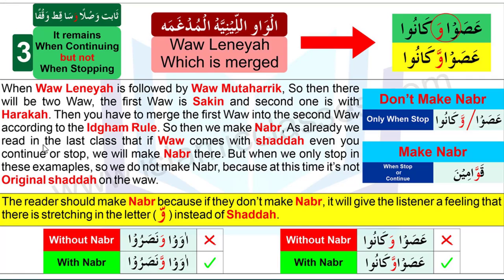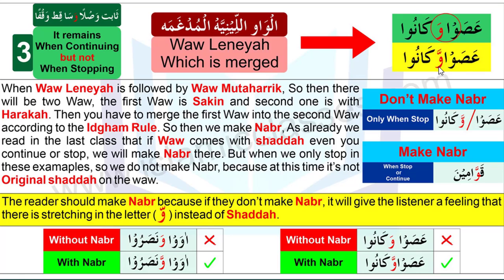As already we read in the last class that if waw comes with shadda, even you continue or you stop. In the last class we read if waw or ya comes with shadda sign on it, we make Nabr there. So this is almost the same rule now. Like waw is coming with shadda sign on it, we make Nabr. In Nabr what we do, we raise the voice of waw here as we say asawwakanu. Right? We raise our voice on the waw, asawwa.